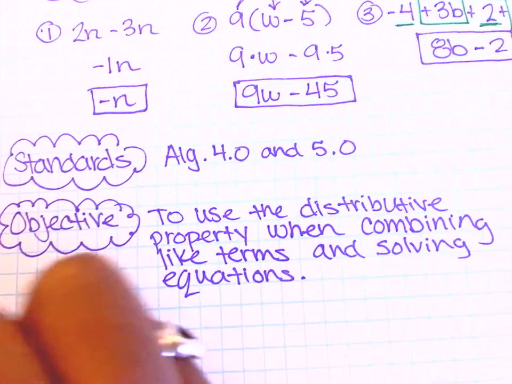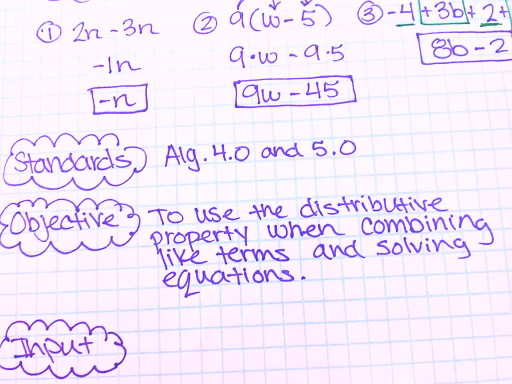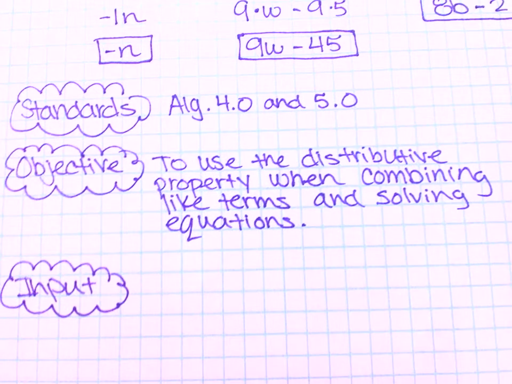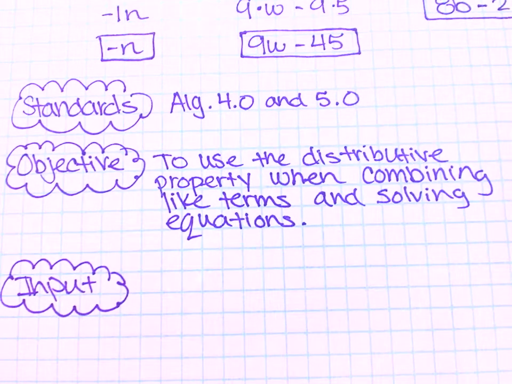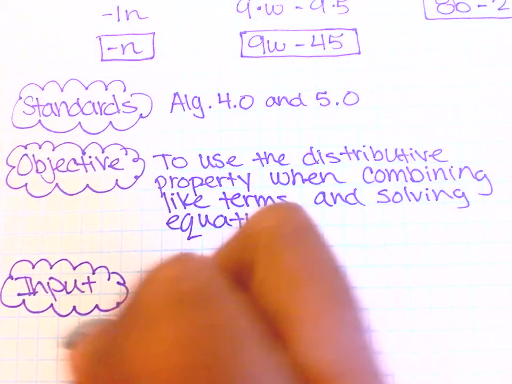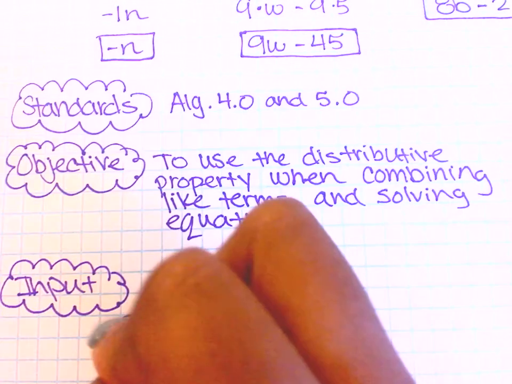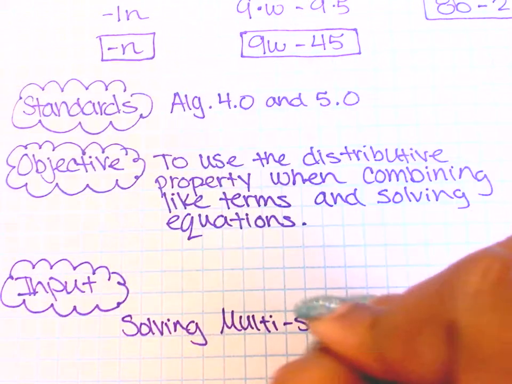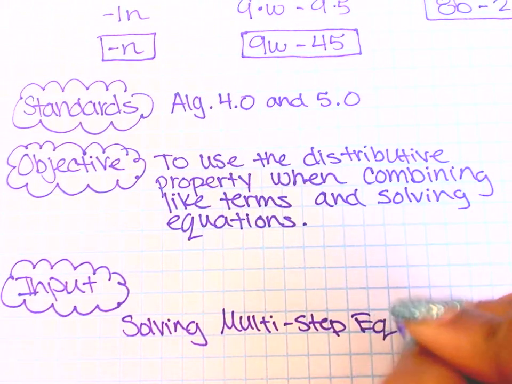An input is where I'm going to tell you the steps on how to solve this problem. So we're going to combine like terms by doing multi-step equations. So we're adding that one point. We're either going to distribute and combine like terms, and then we're going to do the normal steps. Okay? So go ahead and call your input today solving multi-step equations.